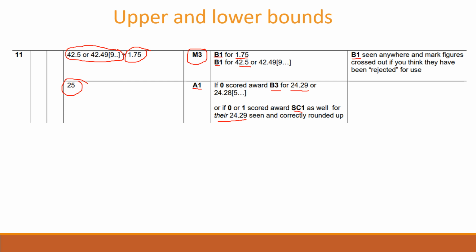There is also a method mark if you've marked figures crossed out, if you think that they have been rejected for use. So for example, we didn't use both maximum and minimum values. We only used 1 maximum and 1 minimum. So the other maximum and minimums we just rejected. We didn't need those in the question. So for rejecting those, you could get a method mark for doing that.